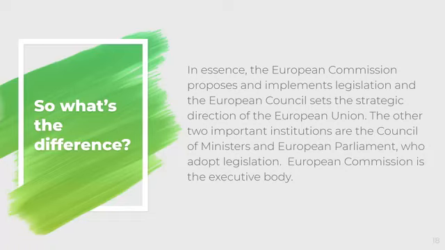So you're probably asking, okay, I know there's the European Council, I know there's the European Commission, and I know there's an EU Parliament. What's the difference? Well, here's the difference. In essence, the European Commission proposes and implements legislation, and the European Council sets the strategic direction of the European Union. The other two important institutions are the Council of Ministers and the European Parliament, who adopt legislation. The European Commission is the executive body.